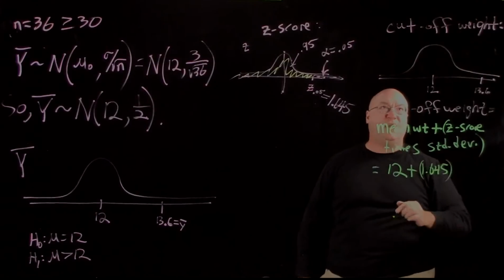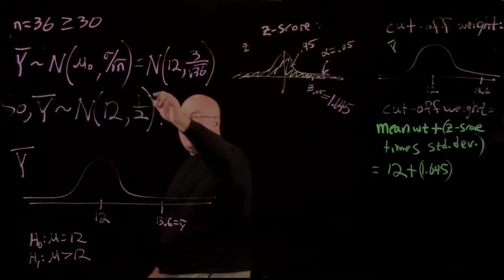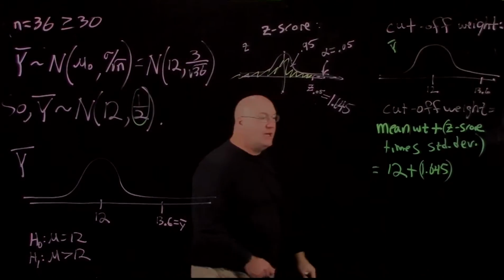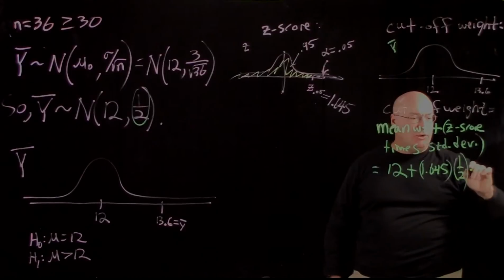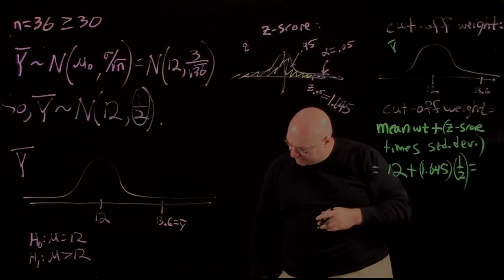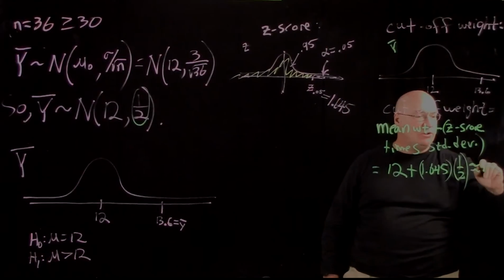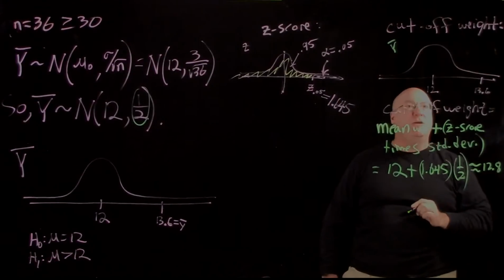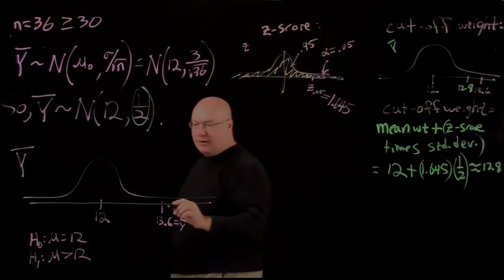And what's the standard deviation? For y bar, this is y bar again, right? The standard deviation is right there. It's 1/2. So I take it times 1/2 or 0.5. And what you end up with is about 12.8, I guess. So it's around 12.8. Okay, so you'd put that here, and you'd put it back over here.